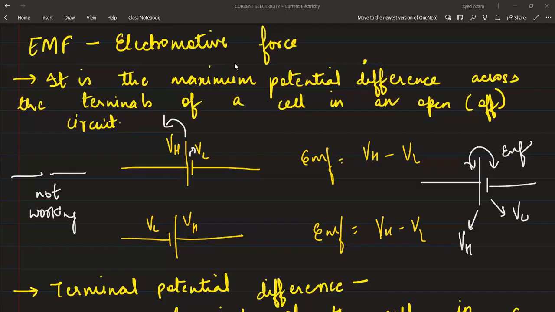Now, open circuit means this. All right. Now, how to calculate the EMF? You calculate the EMF by taking the voltage of the higher side minus the voltage at the lower side. So if this is given, still you will take this. Even if this is the figure, you will take this. How do you identify which terminal is higher? The longer one represents the higher terminal and the shorter one represents the lesser terminal, lesser voltage.